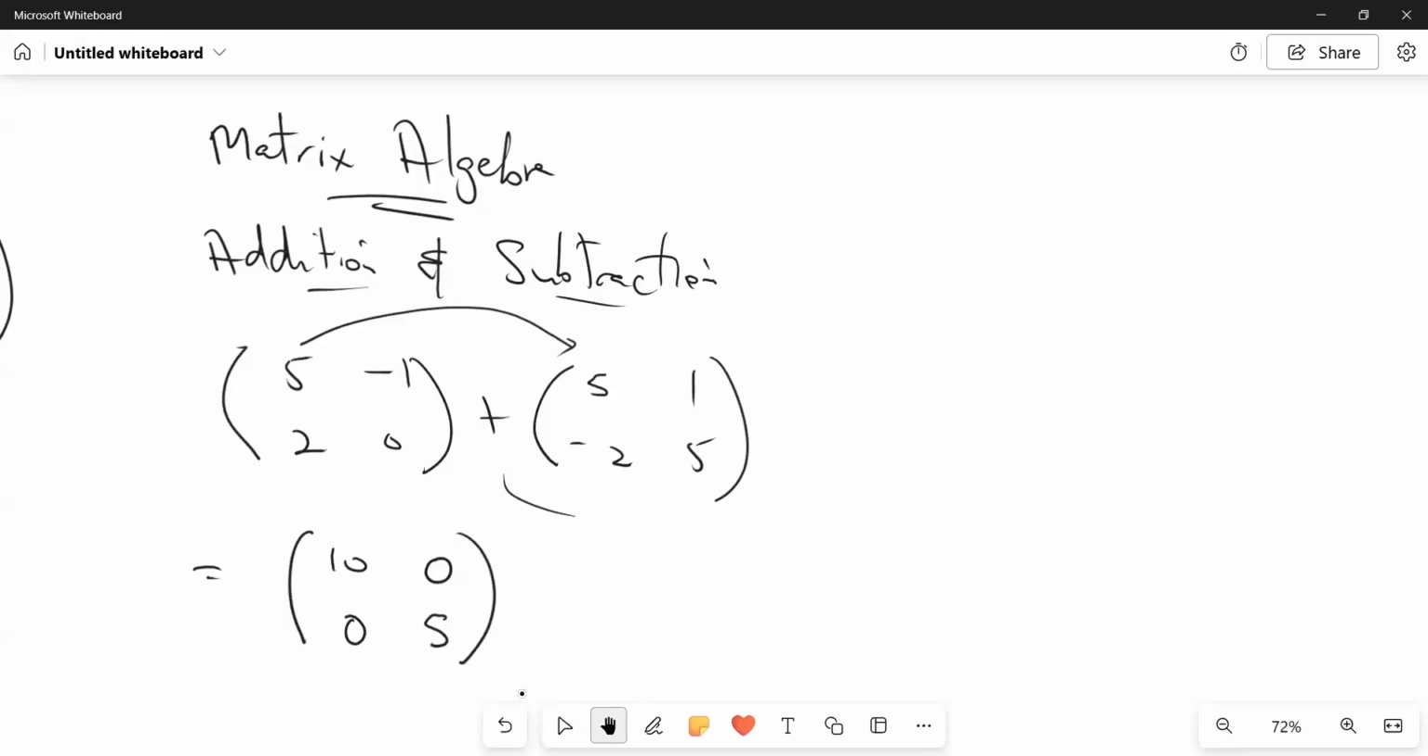Now that should tell you something. If you're adding corresponding elements, then the 2 matrices that you're adding must be of the same order, right? That's another word for the dimension. The 2 matrices that you're adding must have the same dimension. So like this one, it's a 2 by 2, and this other one is a 2 by 2 as well. So they have the same order, so you can add them. The same is true of subtraction.